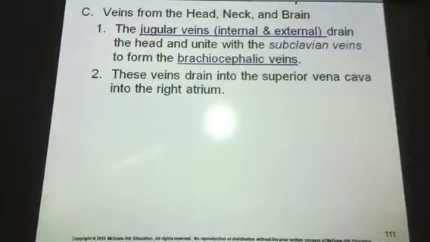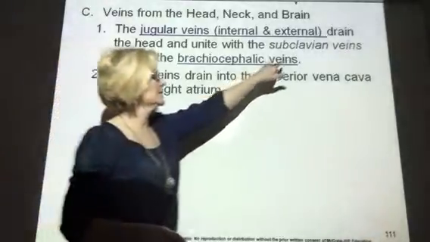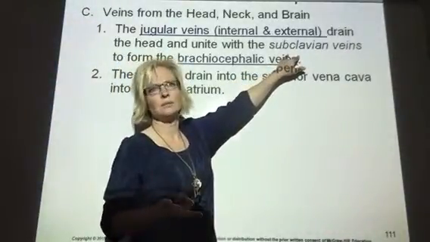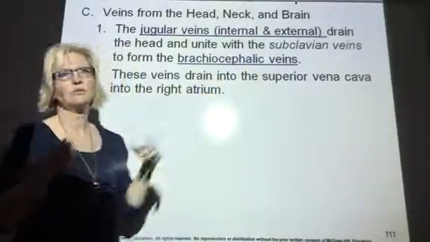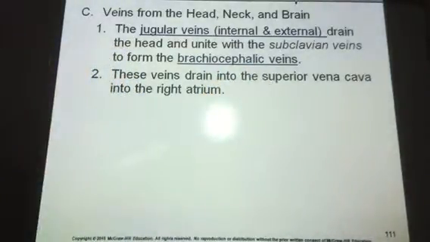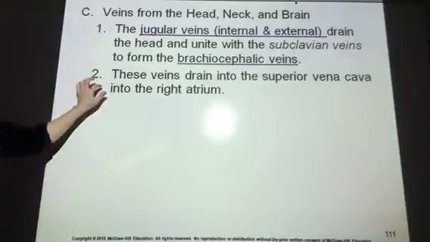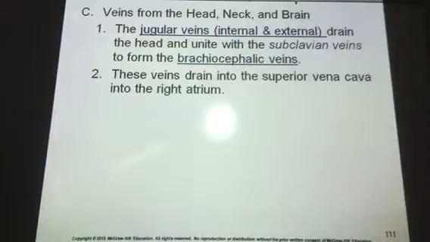Jugular veins. Instead of carotid arteries, there are jugular veins that drain the head, and then it's going to unite with the subclavian vein and the brachiocephalic veins. So here you see there's subclavian veins, subclavian arteries. Brachiocephalic vein, brachiocephalic artery. They're in the same area. One carries blood away, one brings deoxygenated blood back. And then there again, they drain into the right atrium.